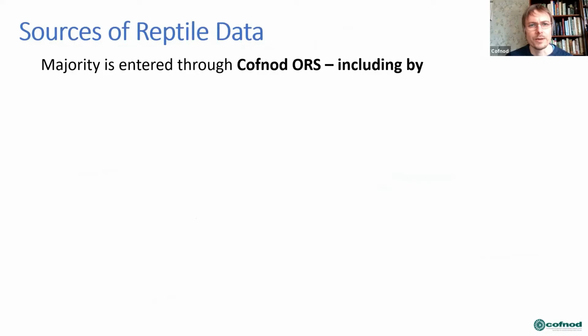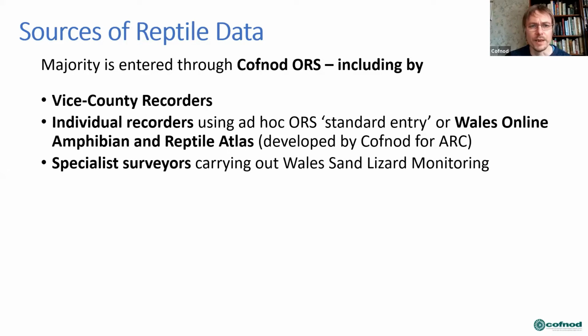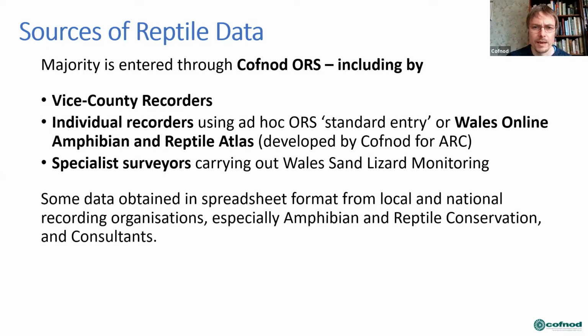Okay, so as I said, most of it comes in through Cofnod ORS. Vice County recorders, excellent source for biological records, as Mick, etc. will attest to, no doubt. Individual recorders, so people see something interesting, record it, goes on the system. And then the specialist surveys like Wales Sand Lizard Monitoring Project, which will be talked about later in this course, really. And we get various data sets from consultants as well.